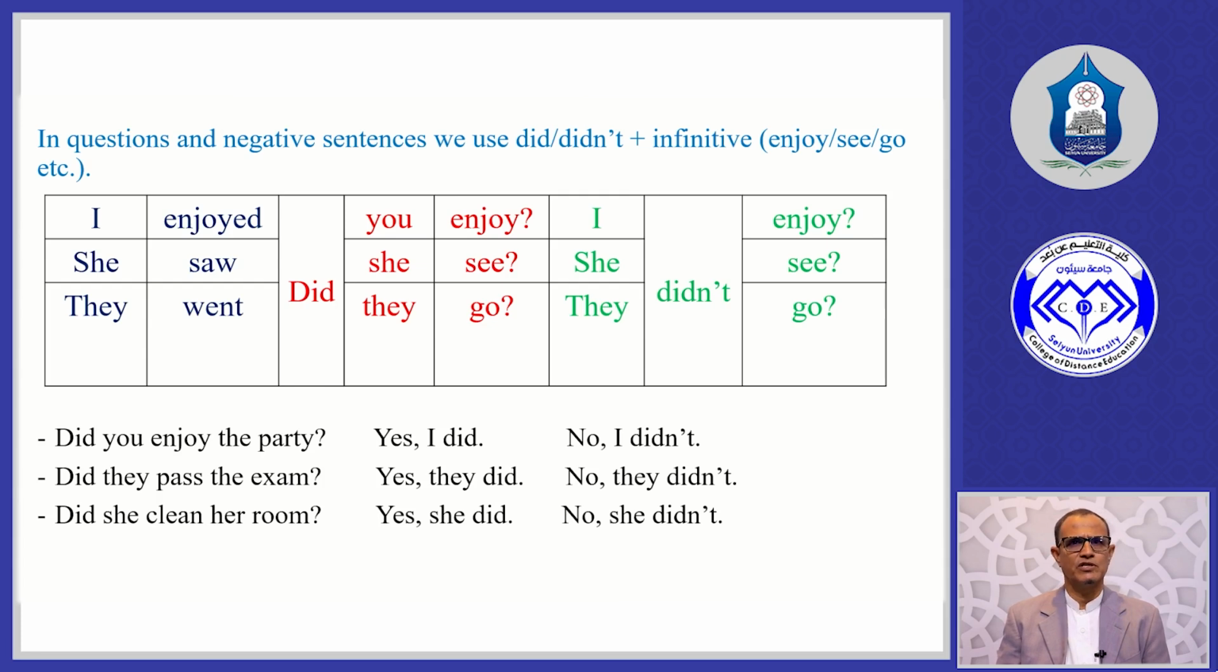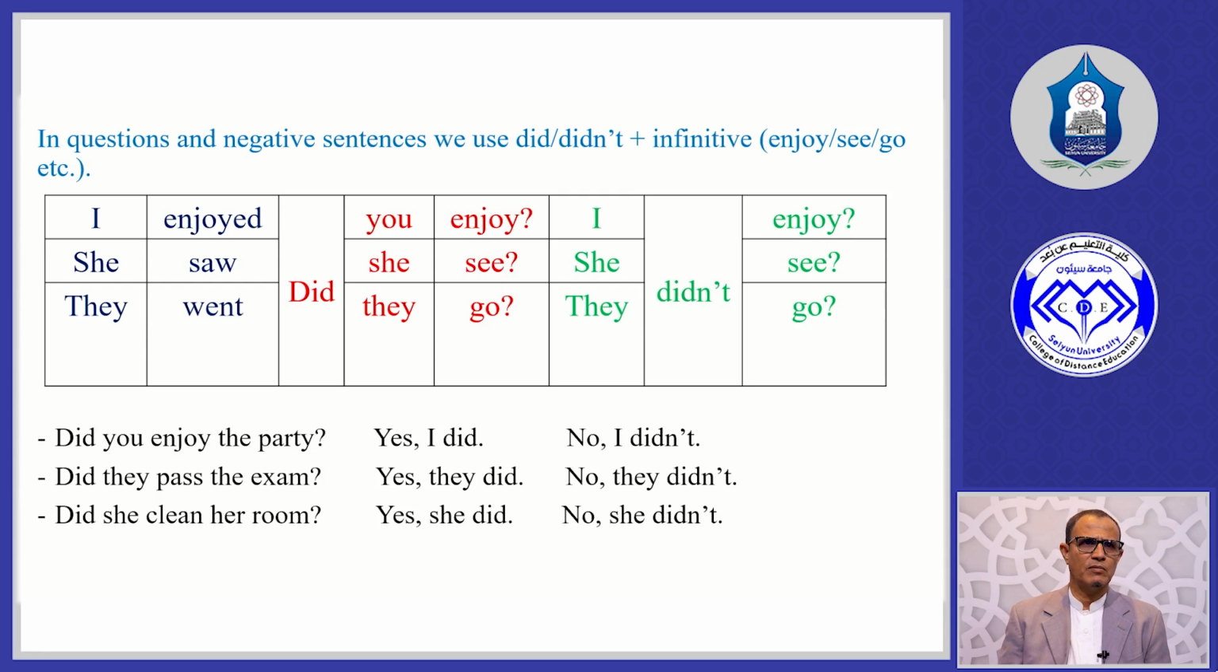Yes she did, no she didn't. So when someone asks you a question like this one, for example, did you do your homework? The teacher asks you, did you do your homework, you will say, yes I did, or no I didn't, because the question is in the past, so the answer should be in the past. So this is a yes/no question.